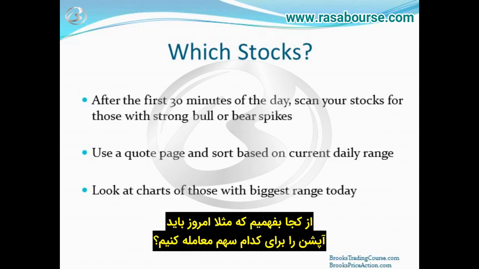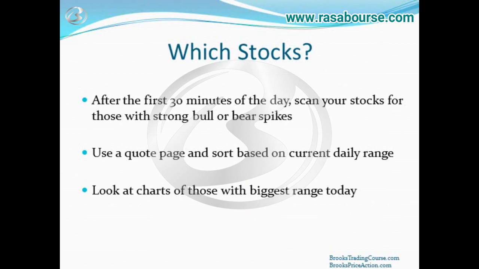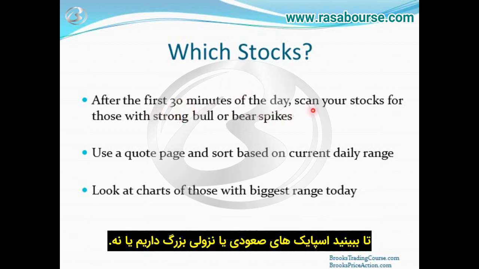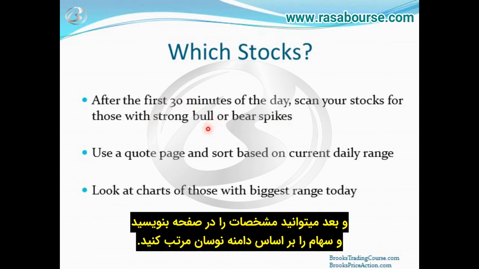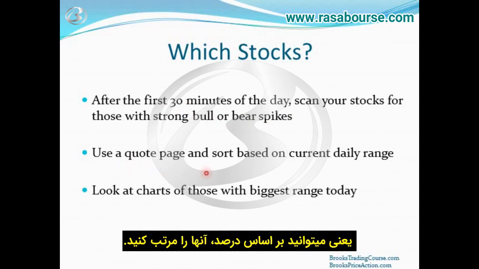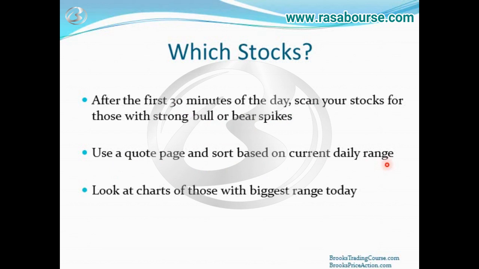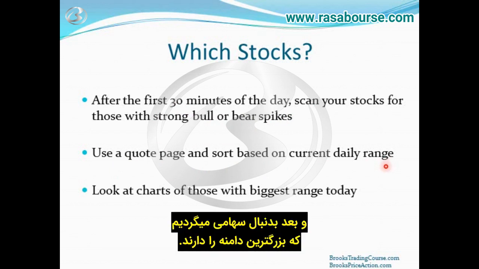And how do you find what stocks to trade options today? After the first 30 minutes or so, you can scan your stocks for stocks that have very big bull or bear spikes. You can use a quote page and sort based on the average daily range, the percentage daily range, what percent the range is of the underlying price. And you just look for the stocks that have the biggest range.